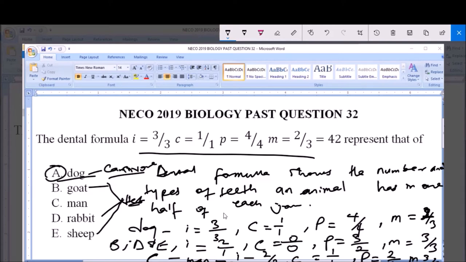Like you can see, dog has 3 incisors on one half of the upper jaw and likewise on one half of the lower jaw, 1 canine on one half of the upper jaw and the same with one half of the lower jaw, 4 premolars on one half of the upper jaw and likewise one half of the lower jaw, and then 2 molars in one half of the upper jaw and 3 molars in one half of the lower jaw. So therefore, the answer to this question is actually dog. Dog is the animal with this dental formula, that is carnivores with this dental formula.